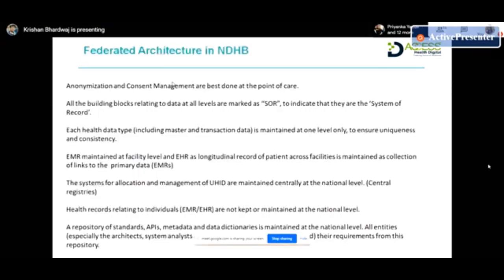Now, this is something we are doing now. We are publishing the schema files for all the NDDS elements and all the code directories. But this has to be maintained at the central level because this is a repository of standards, related APIs, and data dictionaries that need to be published. That kind of work has to be published at the central level, the national level.